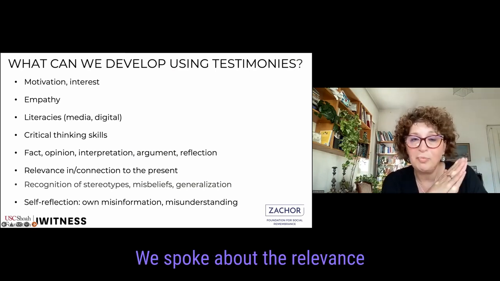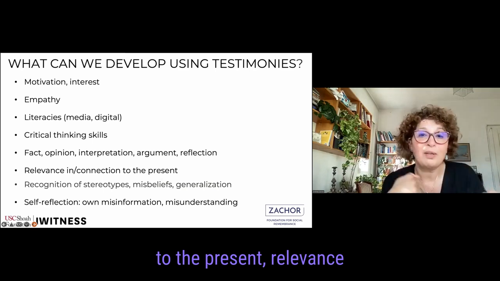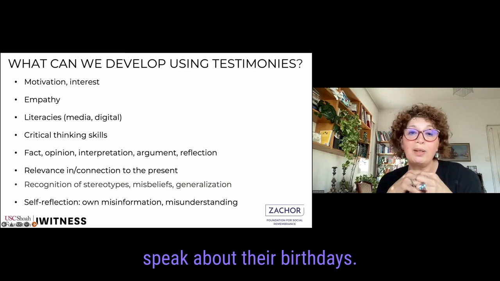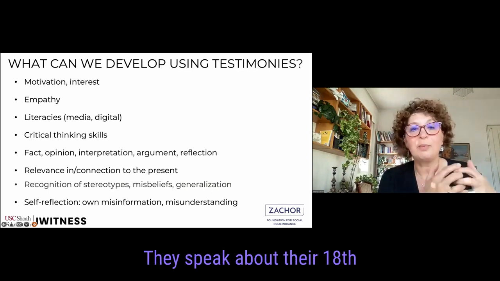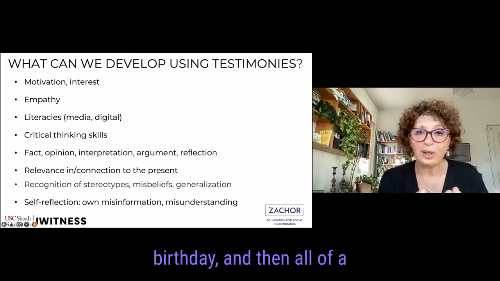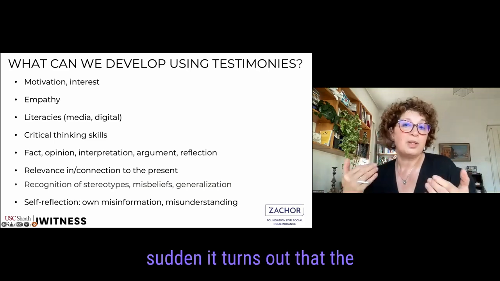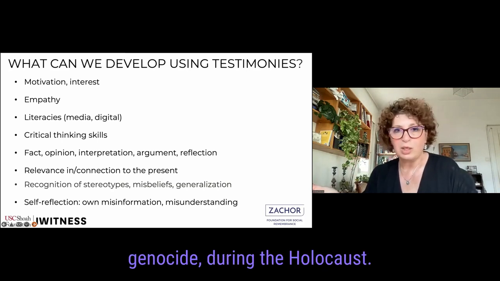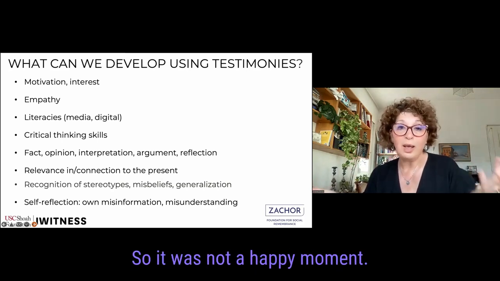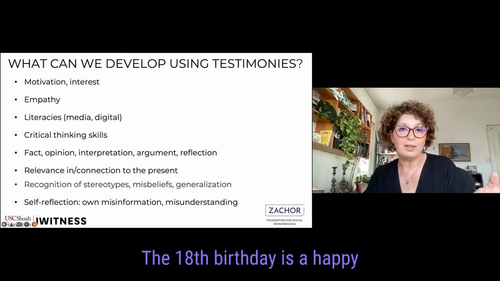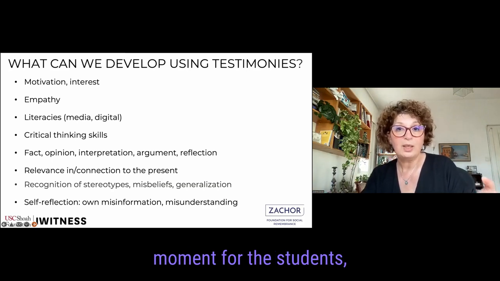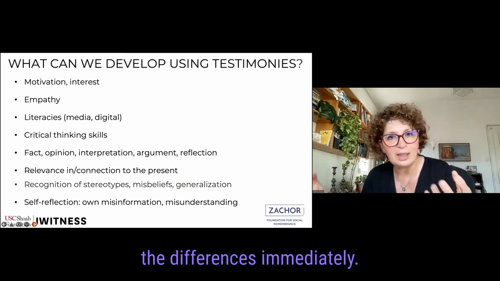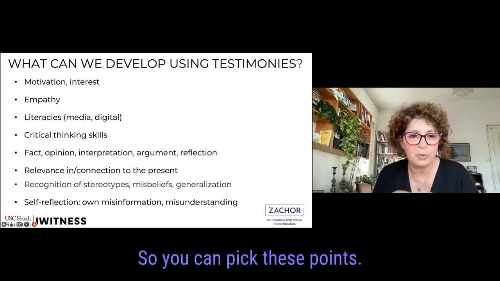We spoke about the relevance to the present, relevance to the student's life. For example, very often survivors speak about their birthdays. They speak about their 18th birthday. And then all of a sudden, it turns out that the 18th birthday was during the genocide, during the Holocaust. So it was not a happy moment. The 18th birthday is a happy moment for the students. So they can obviously see the differences immediately. So you can pick these points.